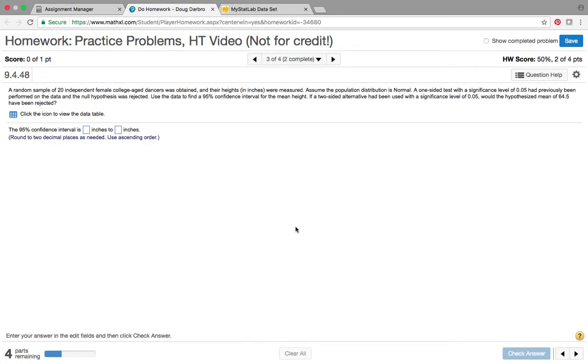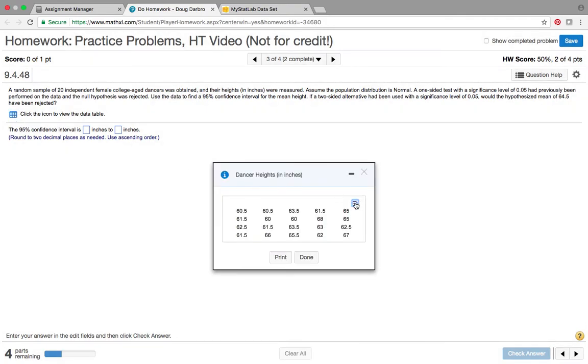All right, a random sample of 20 independent female college-age dancers was obtained and their heights were measured. Assume the population is normal. A one-sided test with a significance level of 0.05 was previously performed on the data and the null was rejected. Use the data to find a 95% confidence interval for the mean height. If a two-sided alternative had been used, would the hypothesized mean of 64.5 have been rejected? So we need to pop that into StatCrunch.